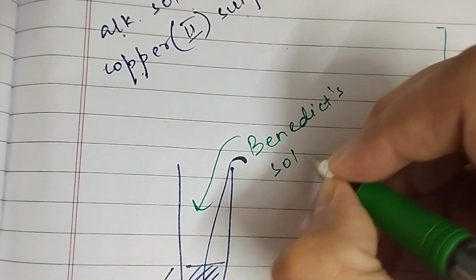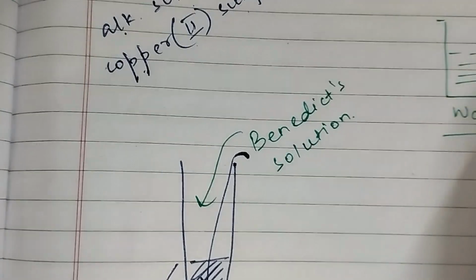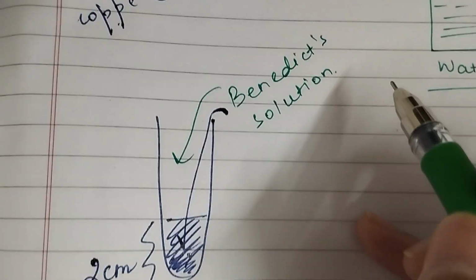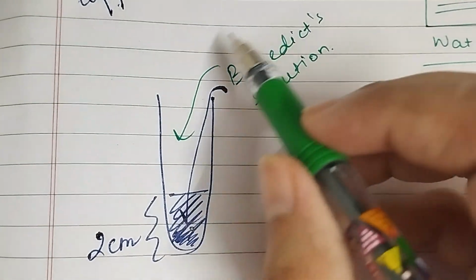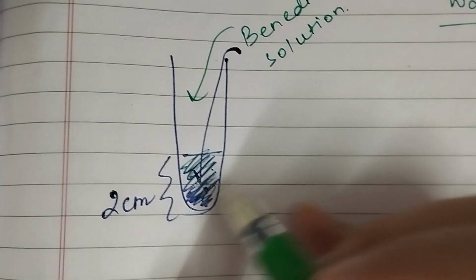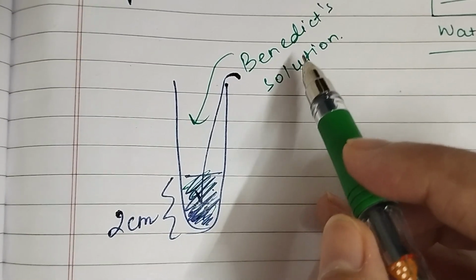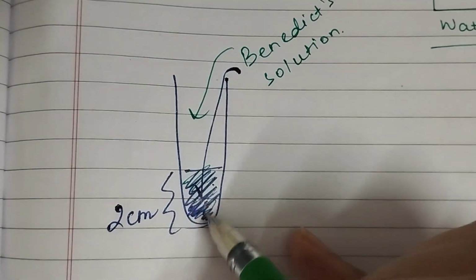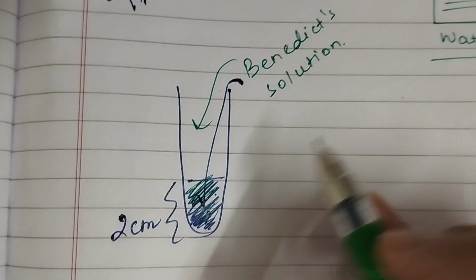Benedict's solution. Now Benedict's solution is itself blue in color. So if you add several drops of Benedict's solution, actually before that this solution is transparent. So when you add a blue colored solution, Benedict's solution, in this one, it will become fully blue in color.